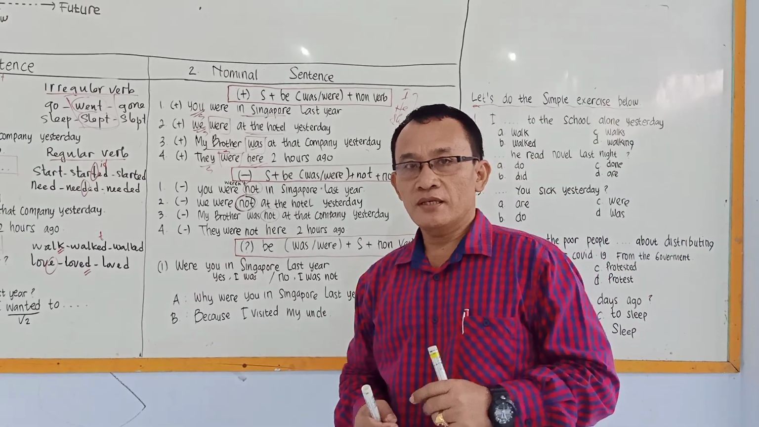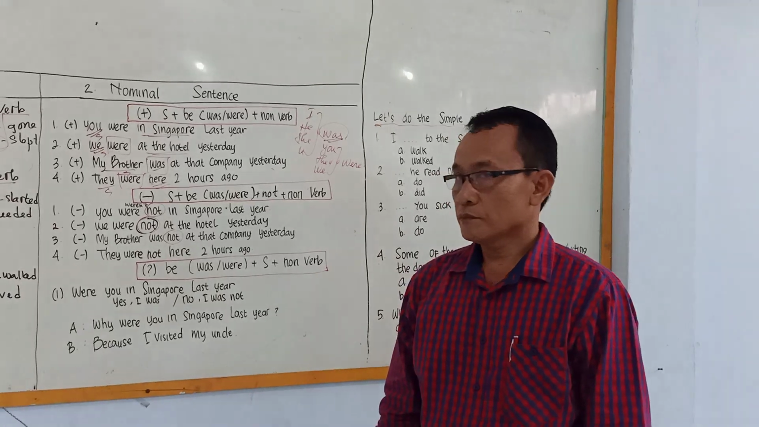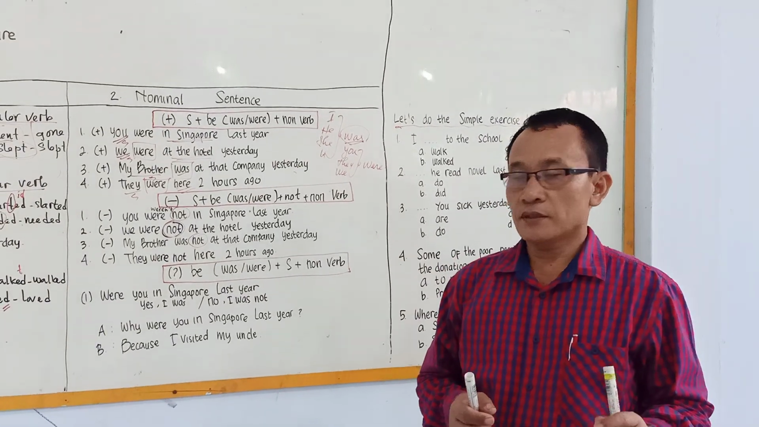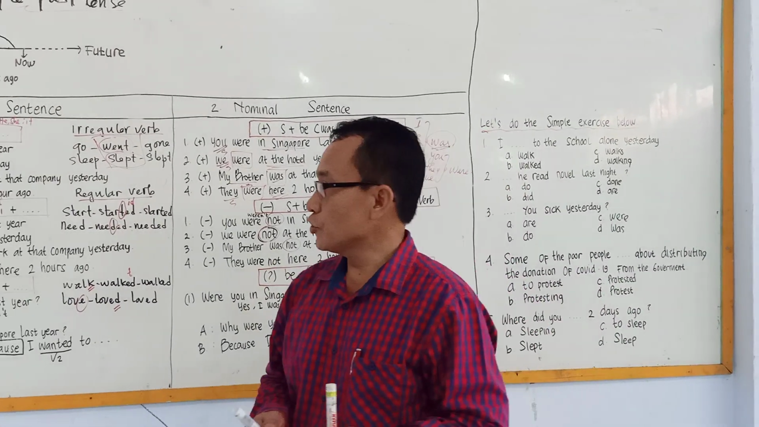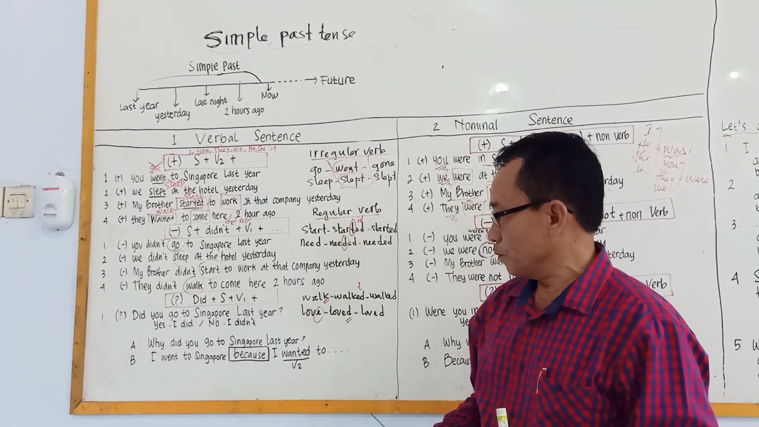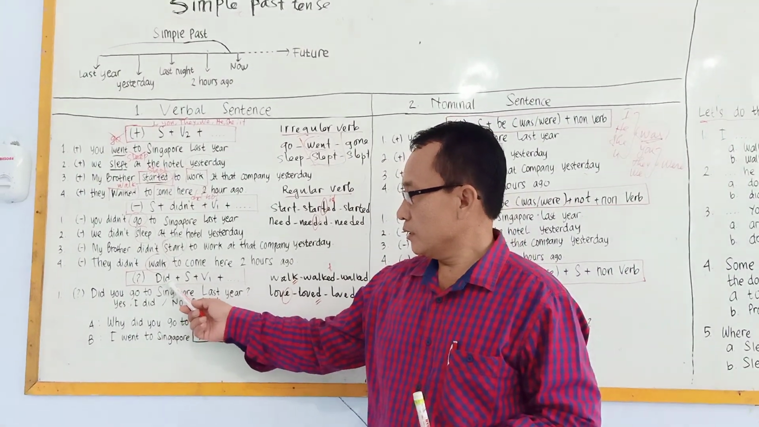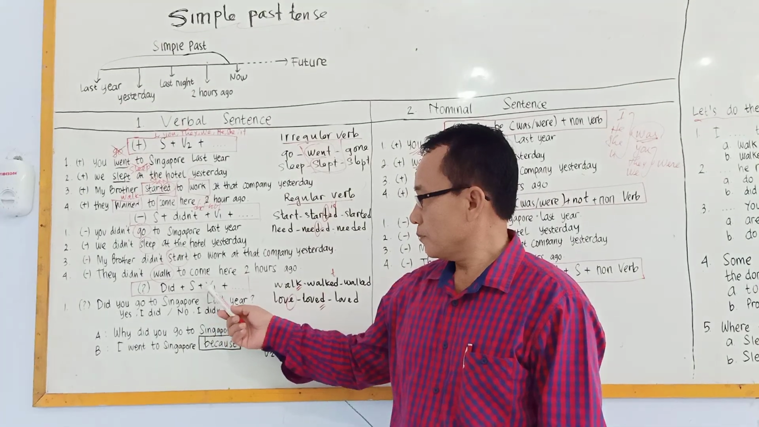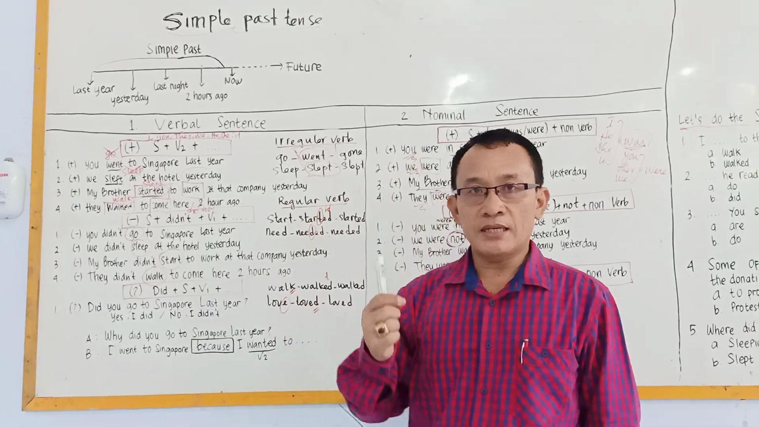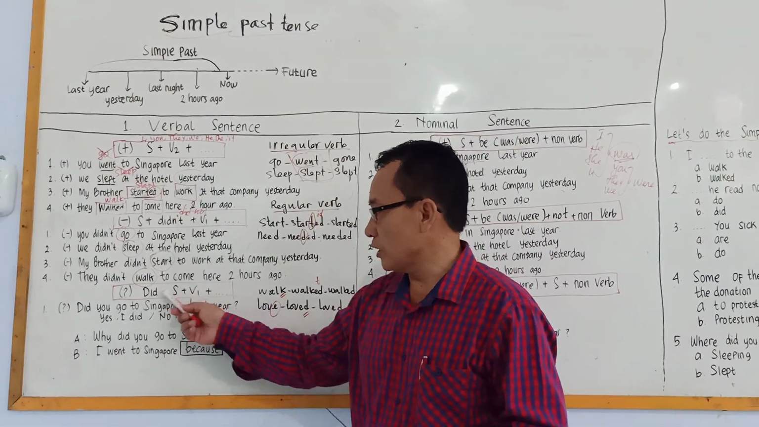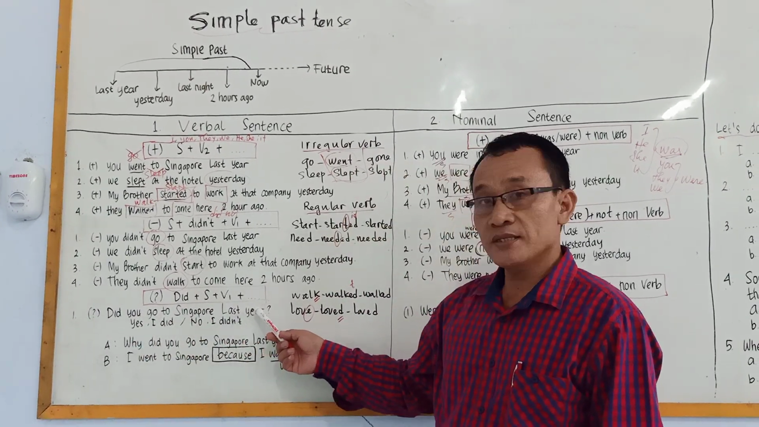Well, interrogative sentence or question. How to make a question? Okay, students, now let's go to interrogative or question. How to form a question for verbal sentence? Here, this is the formula: did plus subject plus base form or verb 1. You cannot make a sentence if you don't know the formula. Okay. Number one. Did you go to Singapore last year?